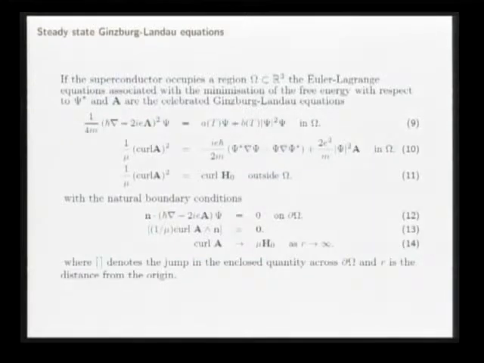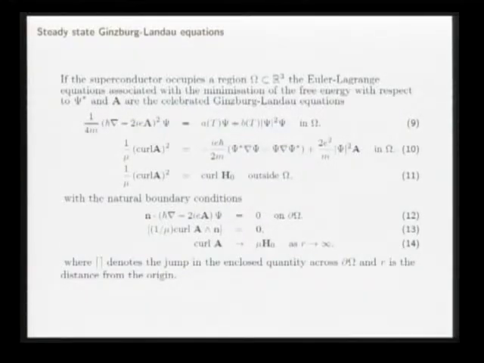Psi star here, as I said, is the complex conjugate. And then associated with the minimization, you'd also get some natural boundary conditions. And from the minimization over psi, you get this boundary condition. And this basically says that no supercurrent goes through the boundary. And from the minimization over A, you get this boundary condition where that's the jump in curl A cross N. So curl A is the magnetic field. So curl A cross N is the tangential component of the magnetic field. So it says the tangential component of the magnetic field is continuous.